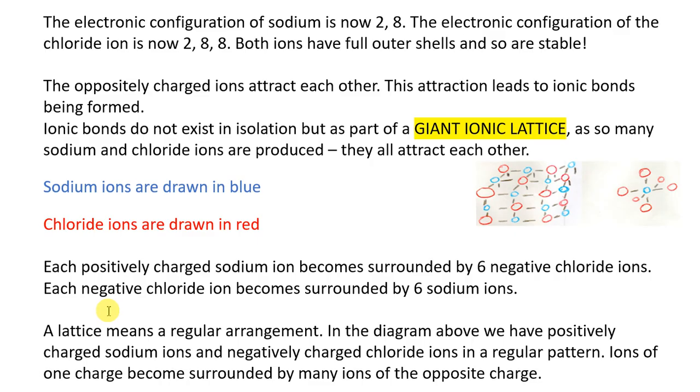Now that forms what we call a lattice, and a lattice means a regular arrangement. In the diagram above, we've got positively charged sodium ions, negatively charged chloride ions in a regular pattern. Ions of 1 charge become surrounded by many ions of the opposite charge, as many as possible.